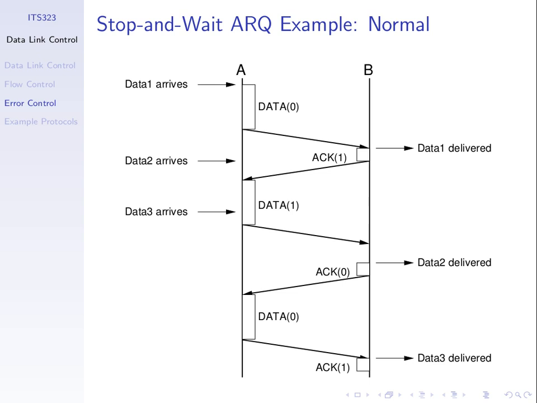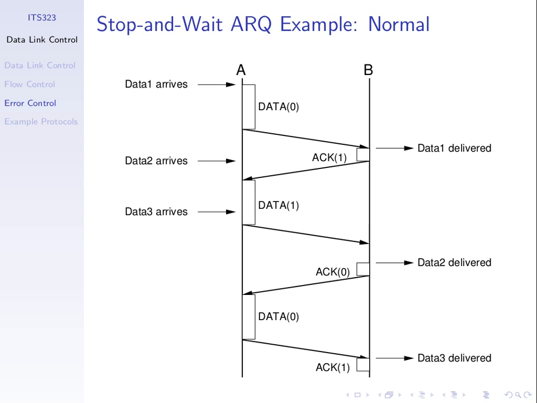The first data is successful in this case. Ignore that one. Second piece of data, A transmits. It arrives at B. B processes, delivers that data to the higher layer. Everything's fine. So therefore, B sends back an acknowledgement saying, thank you, I now expect more.